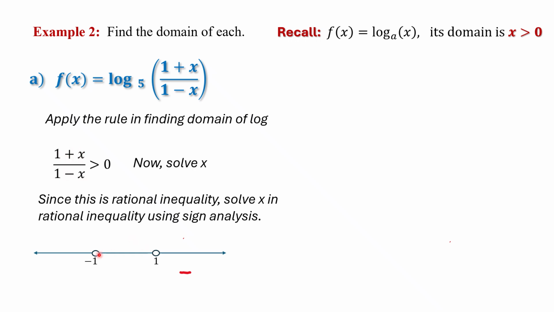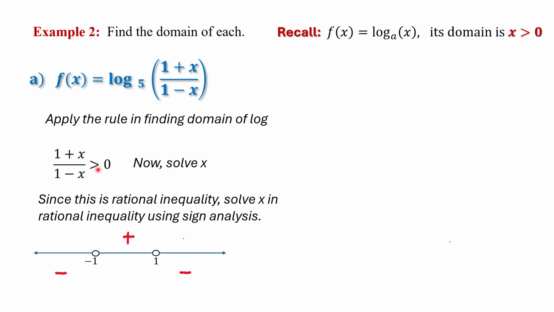But here, what I'm going to do is, since in this 1 plus x the power is 1, and in this 1 minus x the power is also 1, meaning both of them have odd multiplicity. So from this negative, it will change the sign on the left side. It will be positive and then negative.